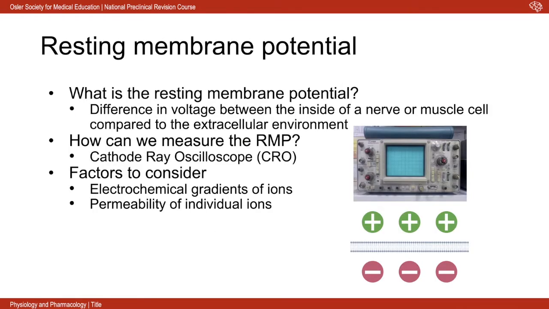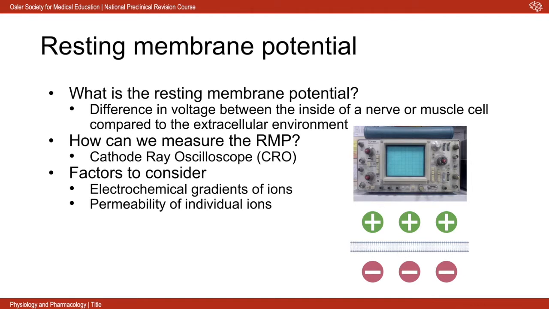So let's start with the resting membrane potential. Both in terms of logical progression and also in terms of creating neat essay plans for this topic, it's important to realize that there has been a refinement of the mechanistic model of how the resting membrane potential is established and maintained over the course of history. So what is the resting membrane potential to begin with? It is the difference in voltage between the intracellular component of a neuron or myocyte compared to the extracellular environment.